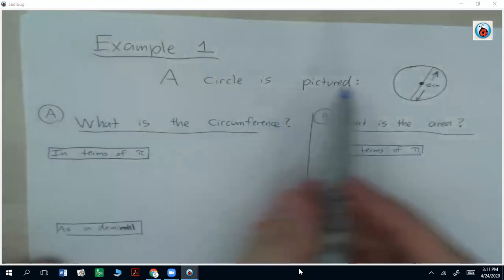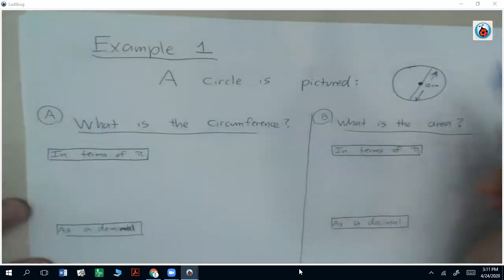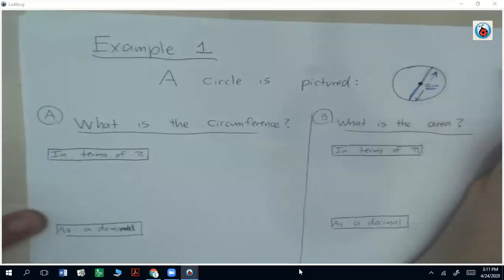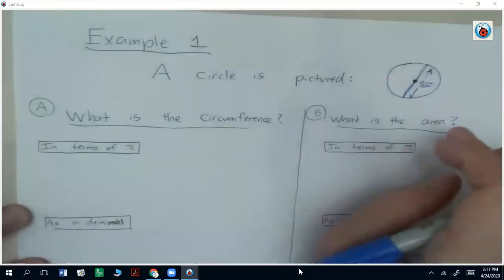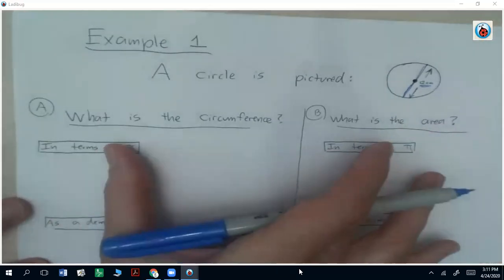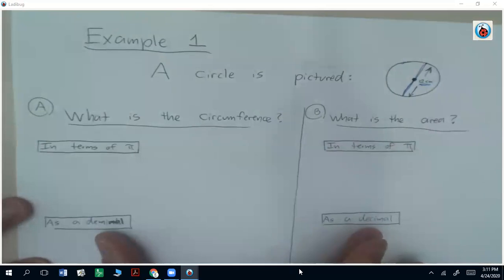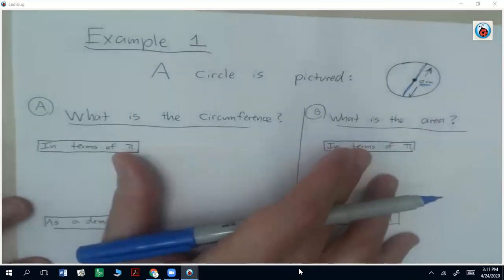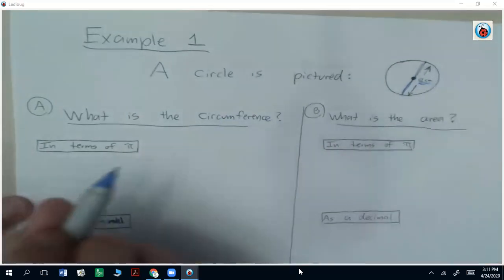So the first example just has a circle picture. As you can see, its center is right here. And this distance here from that edge to that edge is 12 centimeters, as noted on the picture. We have two questions: what is the circumference and what is the area? We'll have to calculate those both in terms of pi and as a decimal. And I'll explain what those mean in a minute. Well, let's talk about the formulas for circumference and area first.